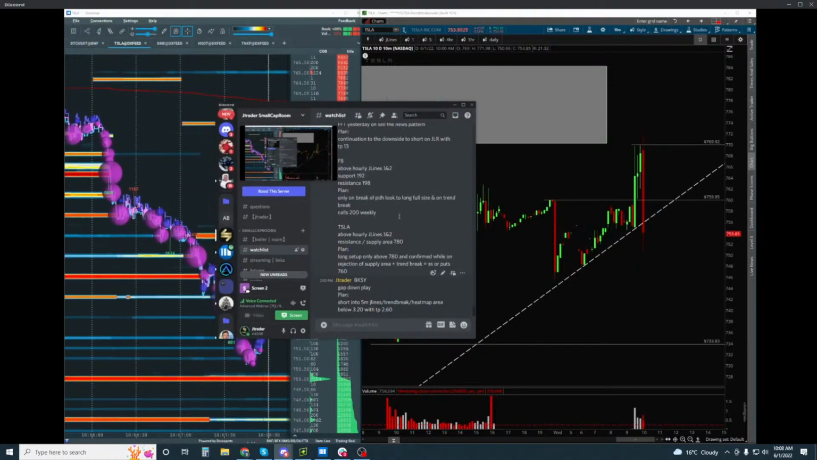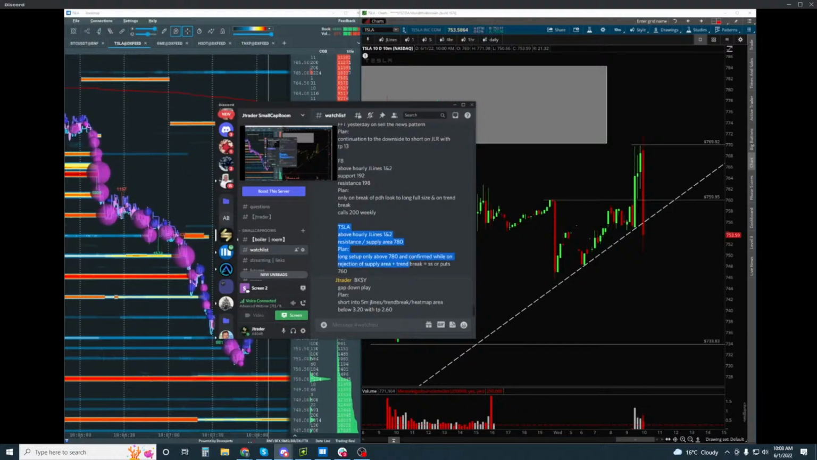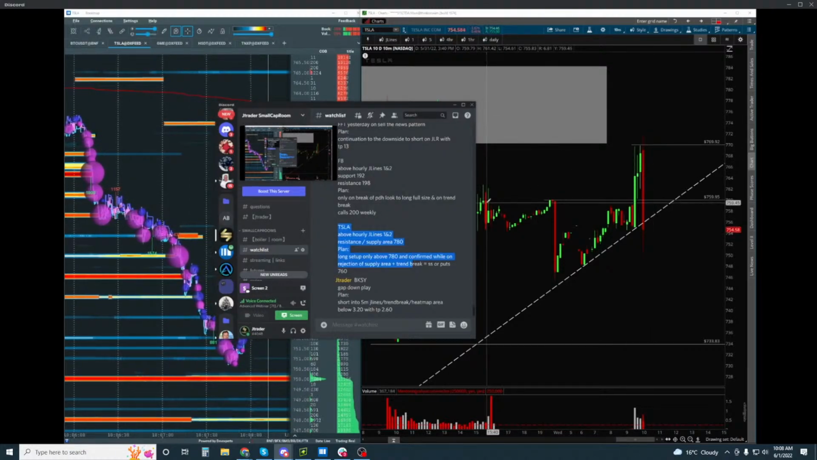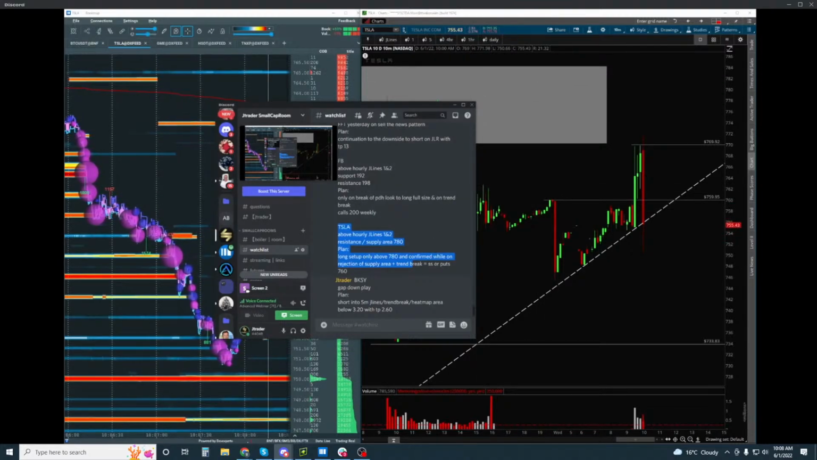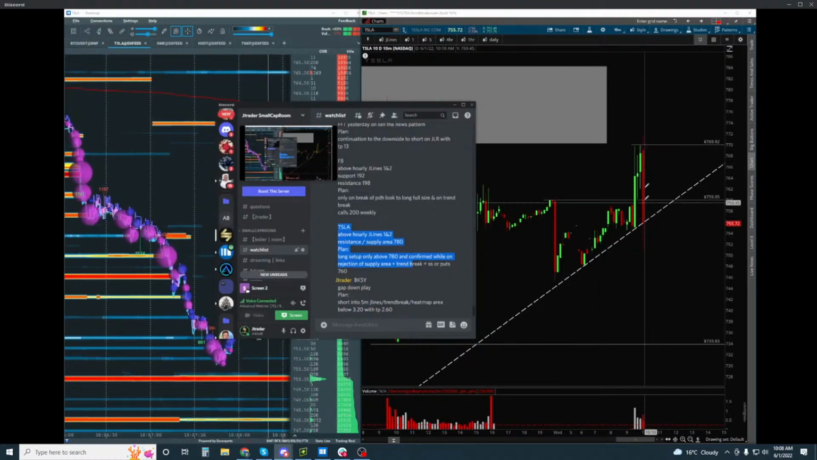In the plan over here, I was saying long setup only if we go above 780, and then confirm with rejection supply area. So on the 780, and we got a 770 supply area. This is a gray zone, rejection, plus trend break, looking to short and buy put 760. Now I still didn't buy puts. I only shorted the stock.